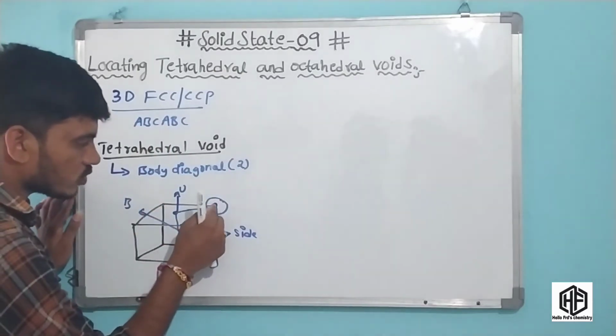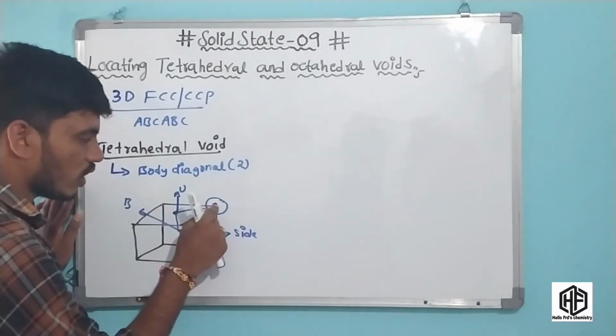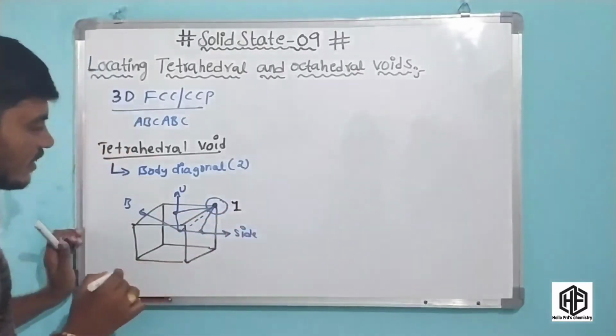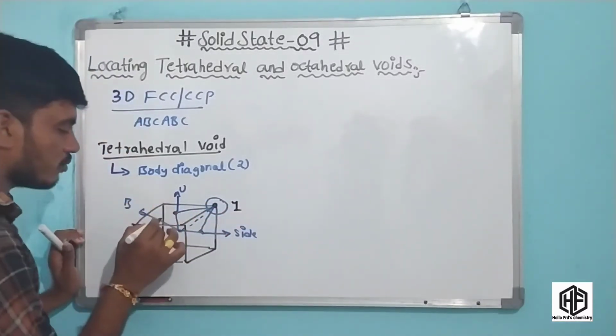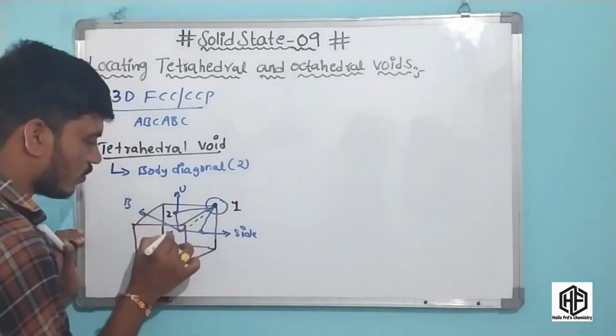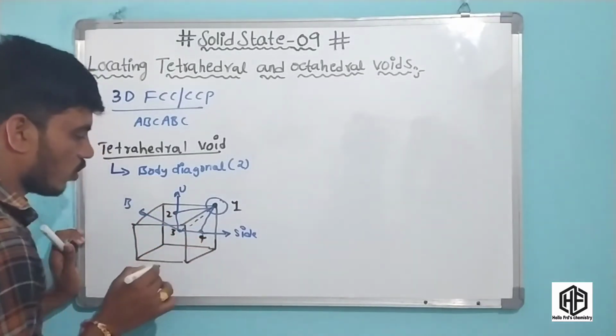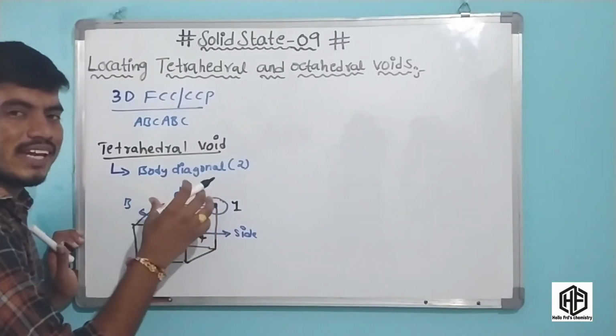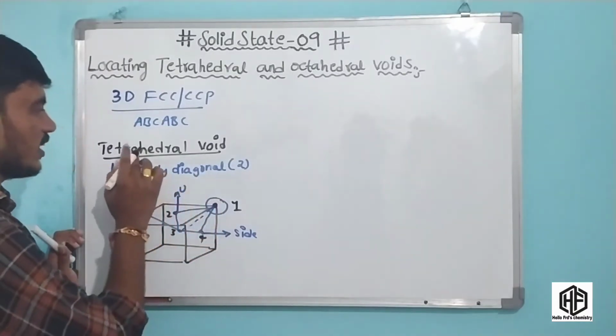This is one corner. At the corner, one atom is present. This is the first atom, and another three atoms are present on three faces. This is the second one, this is the third one, and this is the fourth one. These four atoms combine to produce a void. That void is called a tetrahedral void.